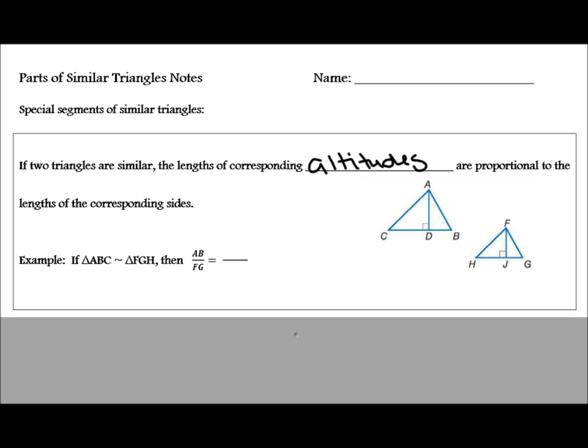So we can say that side AB over FG equals the ratio of the corresponding altitudes, AD over FJ. And we could also say that equals AC over FH, and that also equals CB over HG.